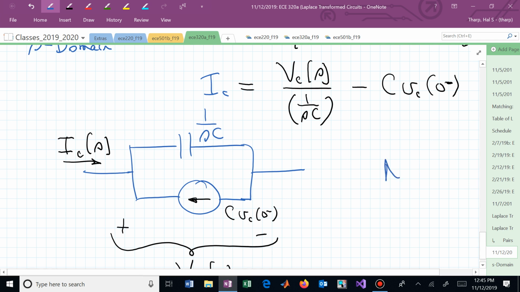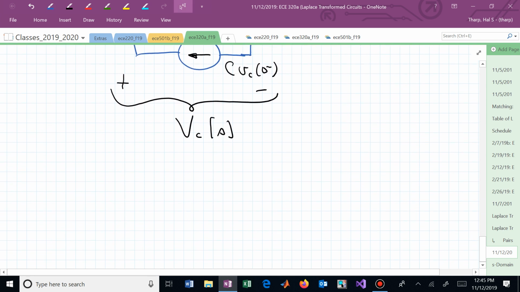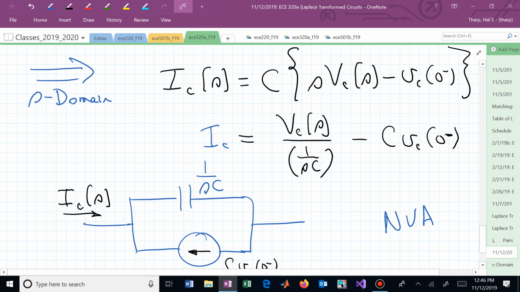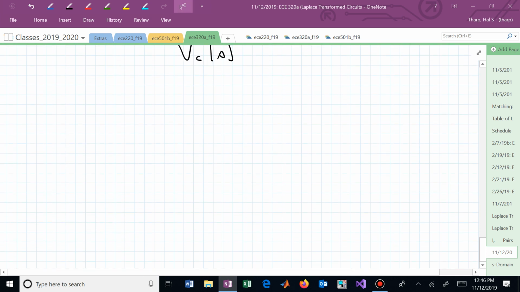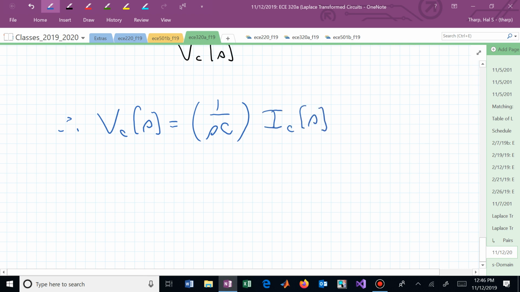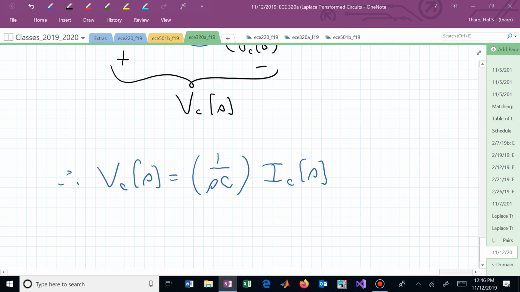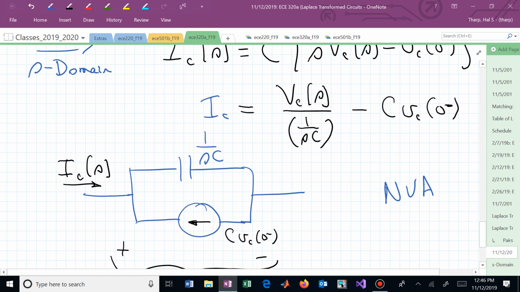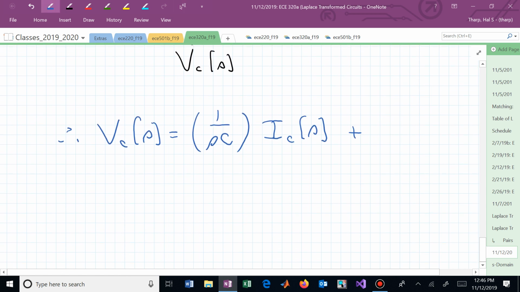This then is for node voltage analysis, that representation. If we now solve this for V sub c of s, we can multiply both sides by 1 over SC. Again, that looks consistent with an impedance that scales I sub c. And then taking that over to the other side and multiplying by 1 over SC.